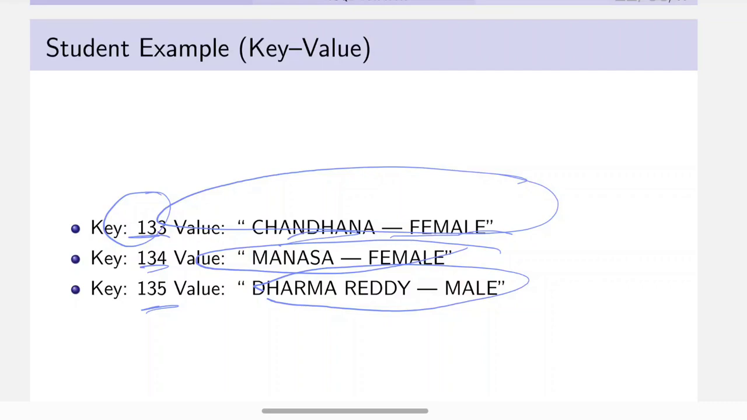So each key stores one piece of information and the key must be unique. Please remember, the key must be unique. The value will be changing, but the key will not change. That is what you need to remember. That is where you need to be cautious.